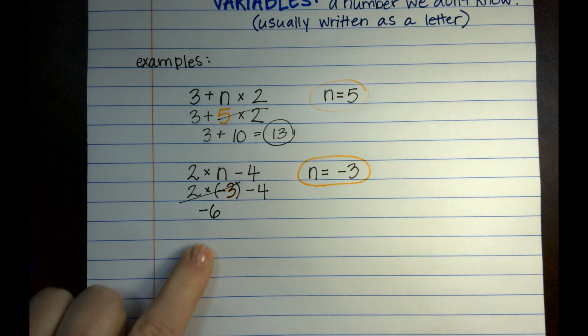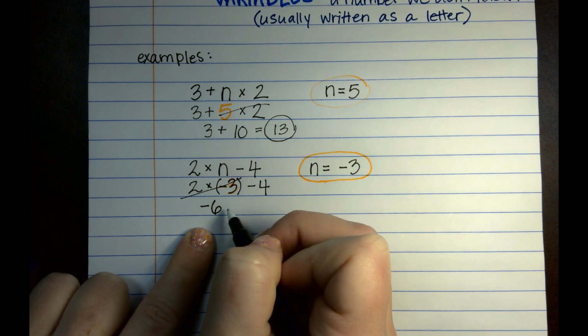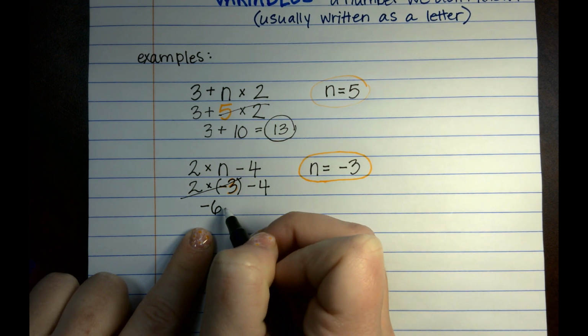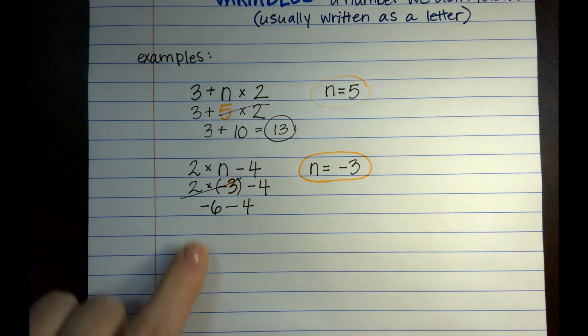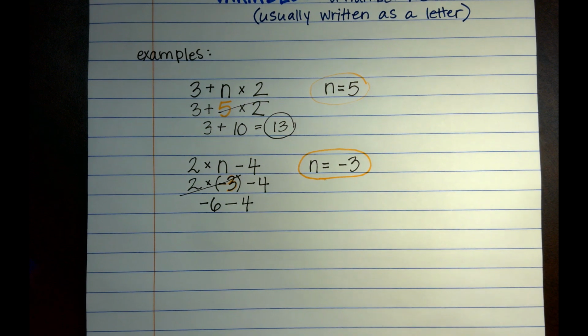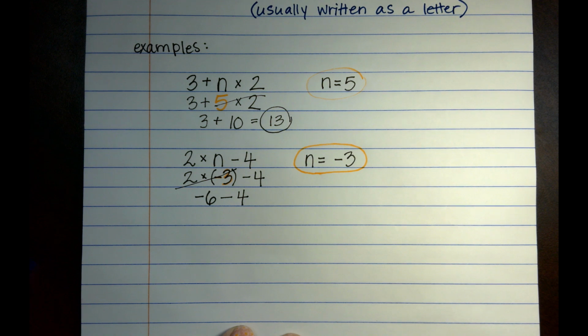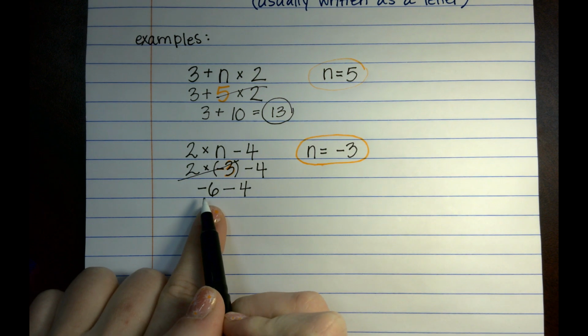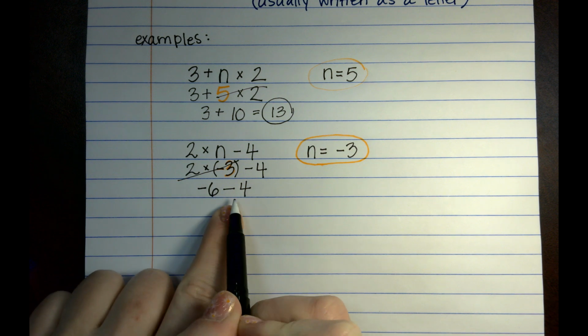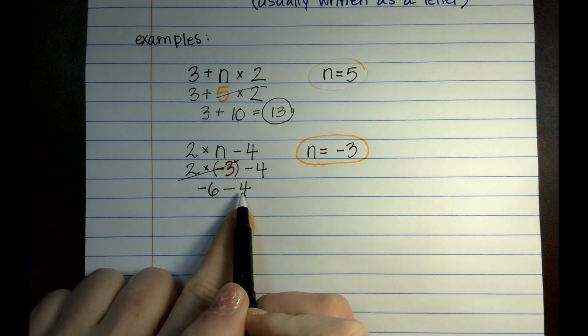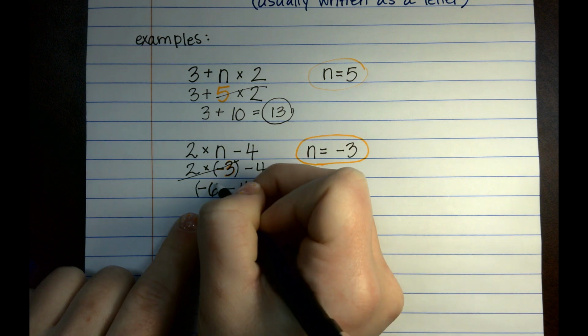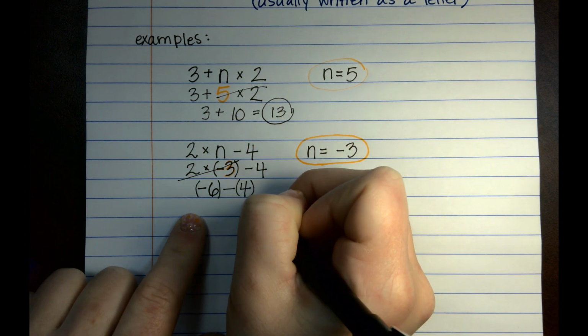So now we have -6 minus 4. -2. Let's see. Is it -2? -10. Okay, so is it -2 or -10? Let's talk about it. That's a great question. Let's look. We have a negative number minus a positive number. I have negative 6 minus 4.